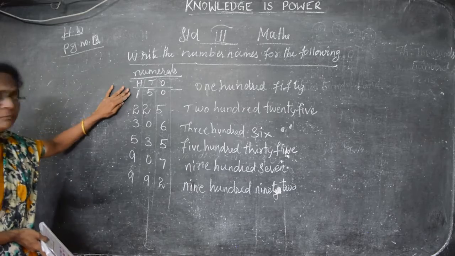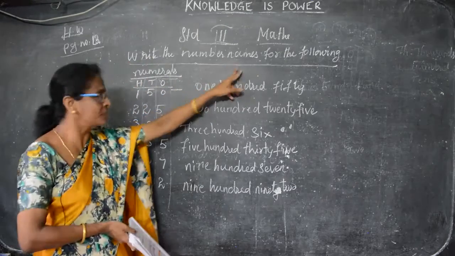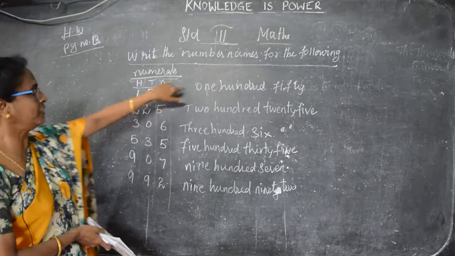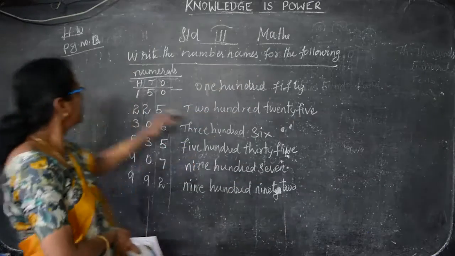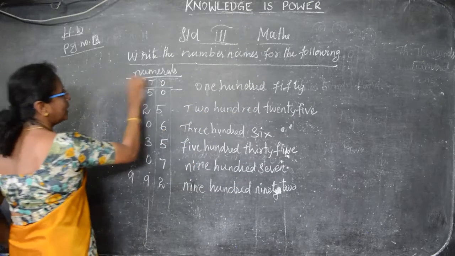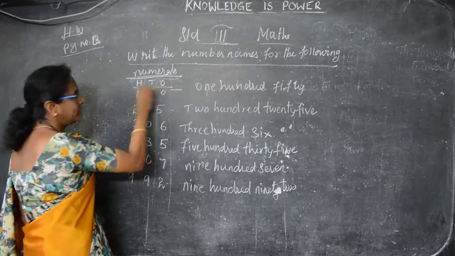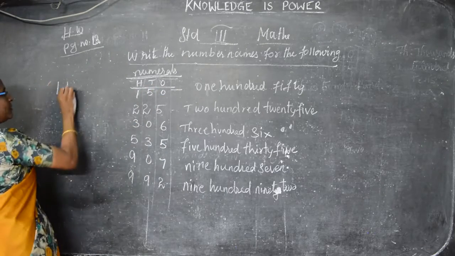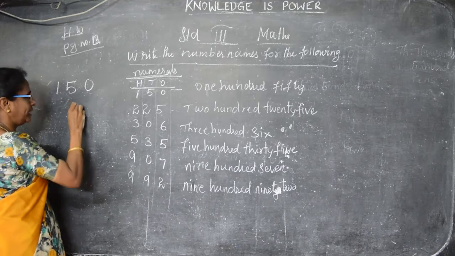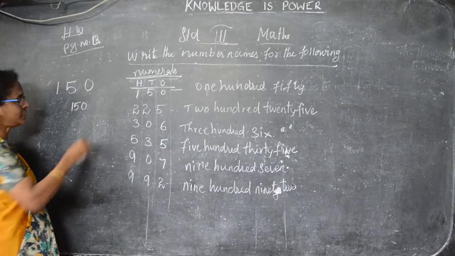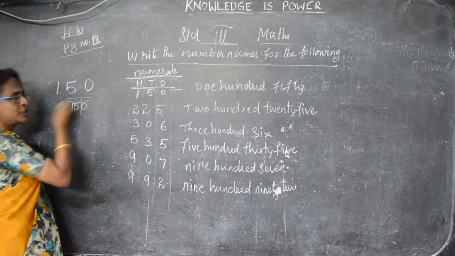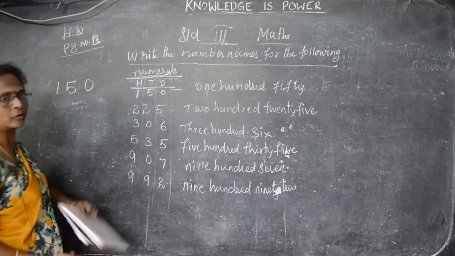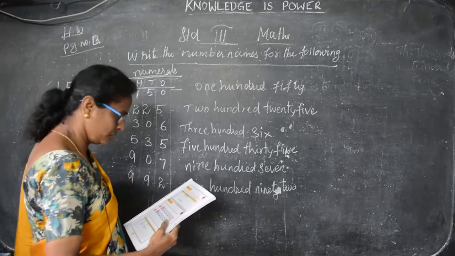So if you are given numbers like this, write the number names for the numerals. These are the numerals they are given, and you have to write the number names for them. So you just write down hundreds, tens, ones on top of the numbers. Whenever you are writing the numbers, you have to give some gap and write. You should not write like this. If you write like this, we can't put the digits also. So give some space, not so big and not so small.